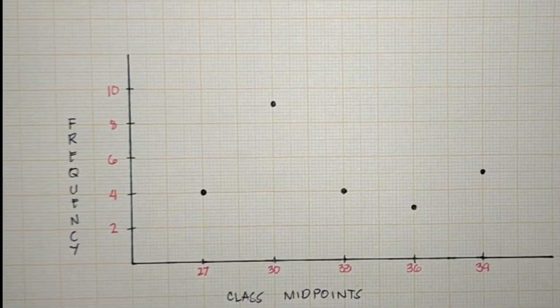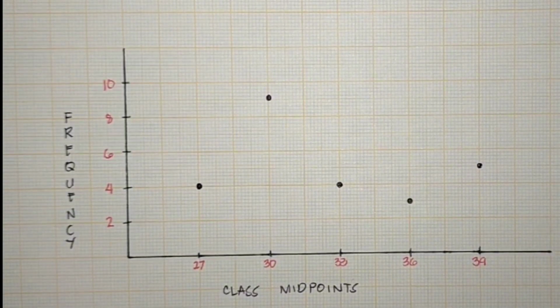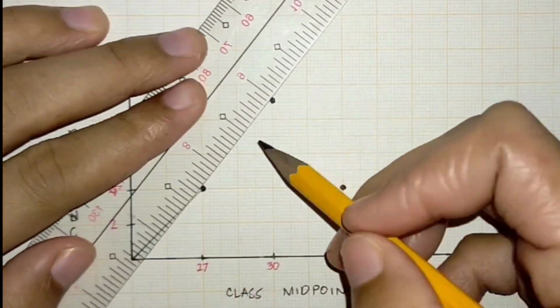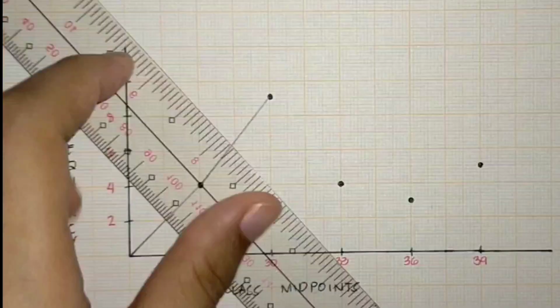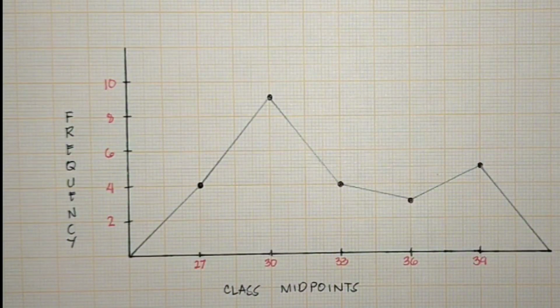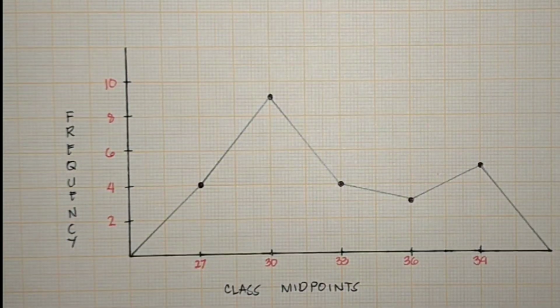Next step is we'll connect the points. From here, we'll connect the first point to the second point, to the third point, to the fourth point, to the fifth point, and lastly, the fifth point to the horizontal line. So as you can see, this is how our frequency polygon looks like.